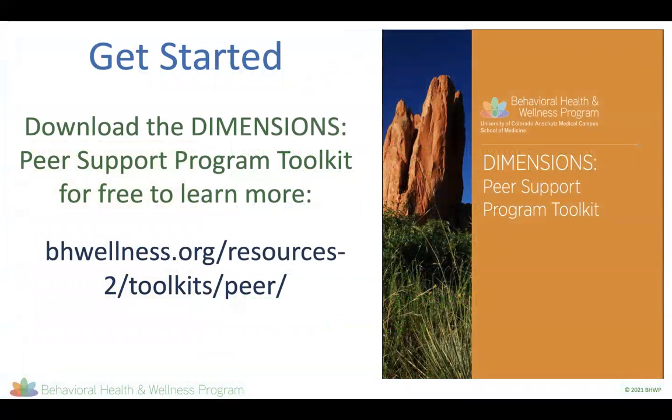And so as a final practical step to help everyone get started, I highly recommend that you download BHWP's Dimensions Peer Support Program Toolkit. It's available for free on our website at that link that you can see here. It's a very comprehensive and detailed document. It contains numerous resources and a lot of practical thoughts about successfully implementing peer specialist roles and all the different topics involved. So it's very extensive, goes beyond what I've been able to cover in this webinar, and really can provide more or less a step-by-step playbook for how to get started and how to launch peer work.